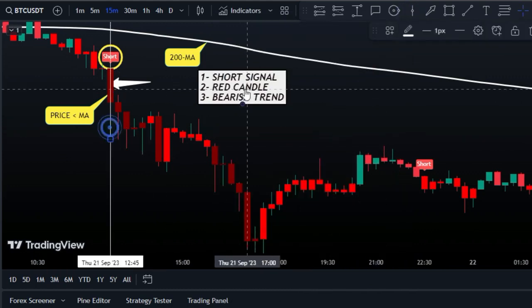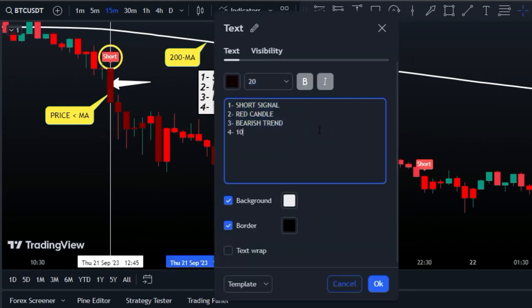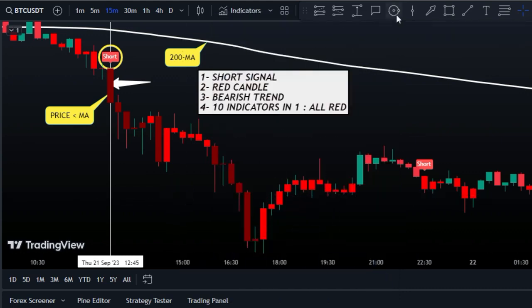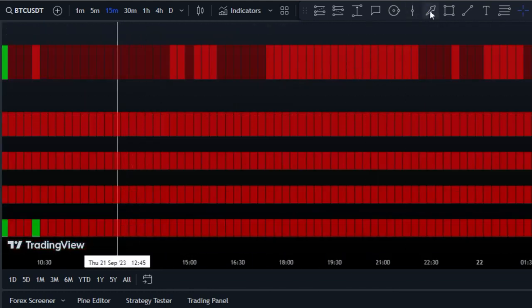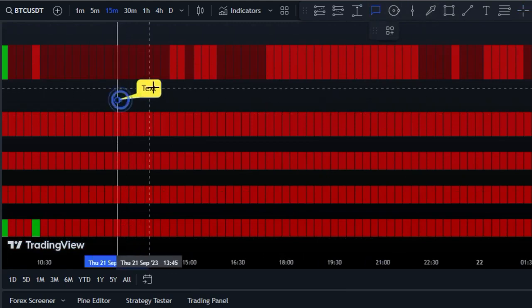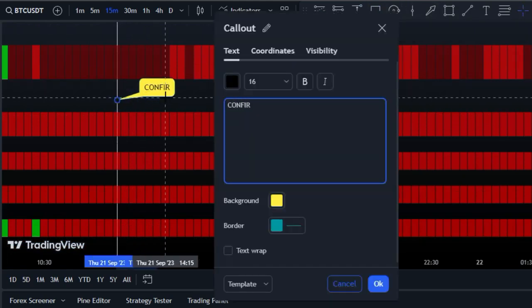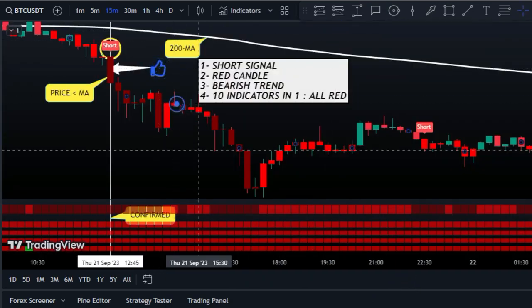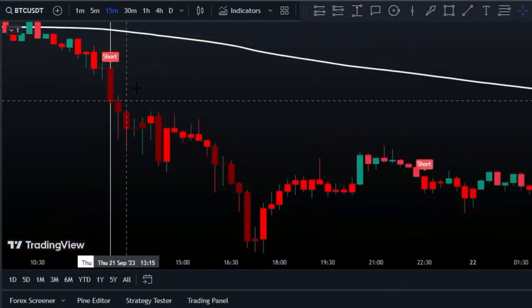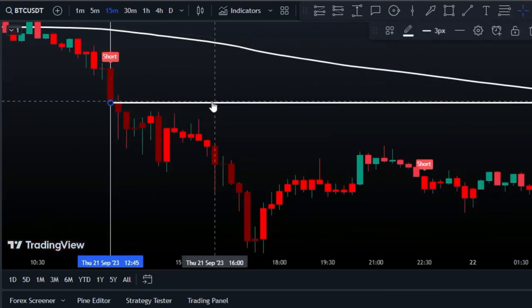And moreover, make sure that the 10 indicators in one tool is indicating an entirely bearish status. If a signal meets all these conditions, you can think about opening a short selling position.